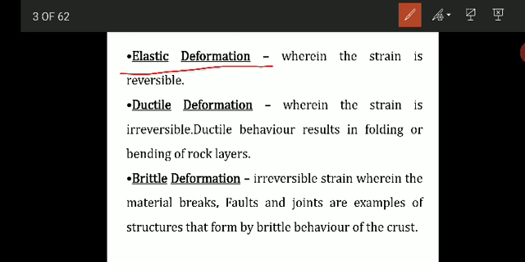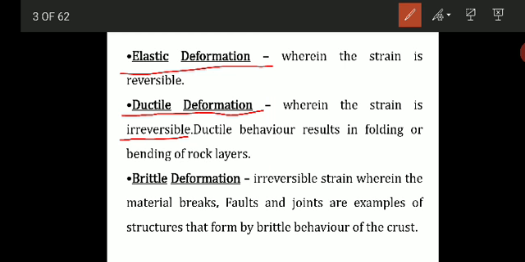Then what is meant by ductile? In ductile deformation, the strain is irreversible. It will not come back to its original shape; it remains in the deformed shape. A rock that behaves in a ductile or plastic manner will bend when you apply stress, but it does not return to its original shape when you release the stress. That is the difference between elastic and ductile.